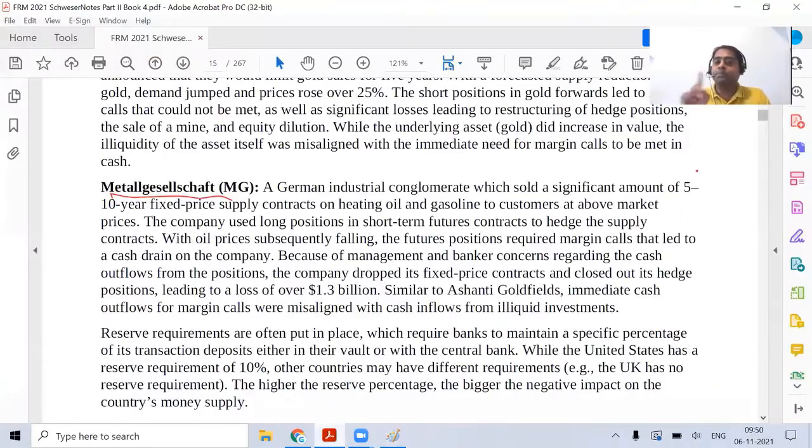I just tried to give you a brief snapshot. I'm just reiterating the points which I've explained. The company used a long position in the short-term futures contract to hedge the supply contract. What was the supply contract? They had done a supply contract for 10 years, which was a fixed price supply contract. That means they decided to sell at a fixed rate. When the oil prices started falling, the futures position required margin calls. That led to a cash drain on the company. That means they did not have a sufficient amount of money.